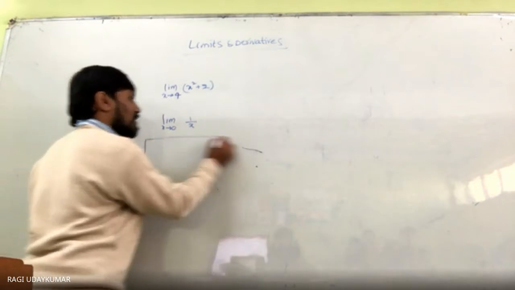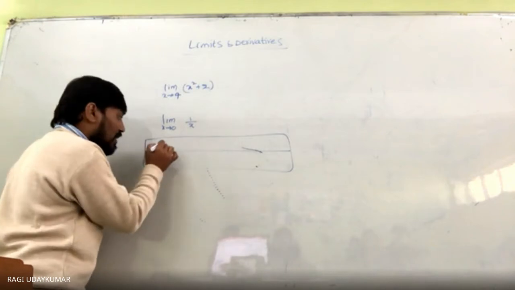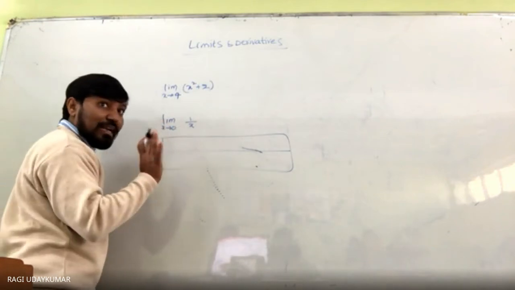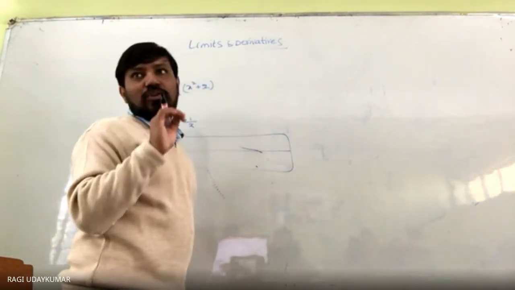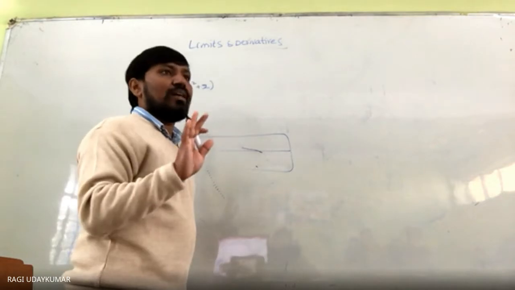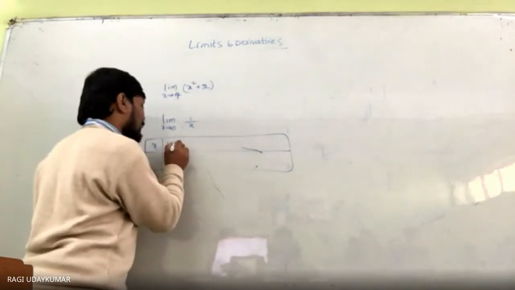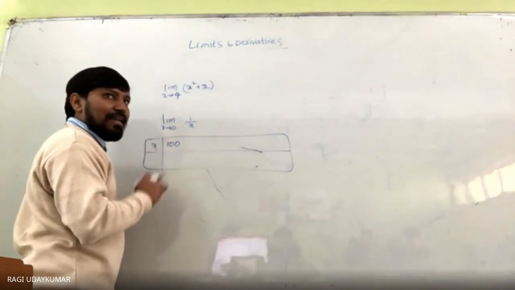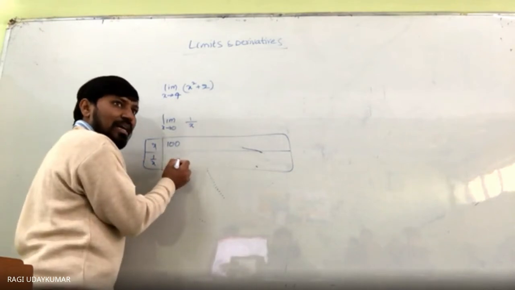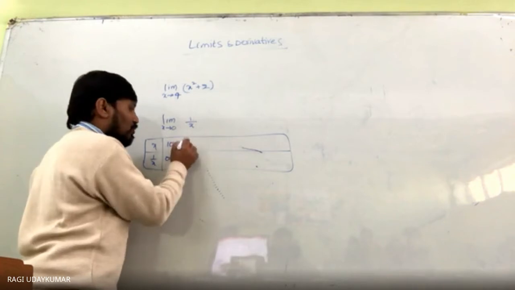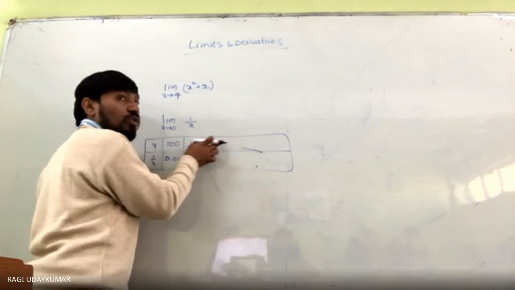What is the meaning of this? Check this. Take a table into consideration. X value is not exactly 0. It is near to 0. Near to 0 means let us first take a big value. Let us take 100. First 100, then 1 by x is 1 by 100, so 0.01. Then when x is 10, it is approaching 0.